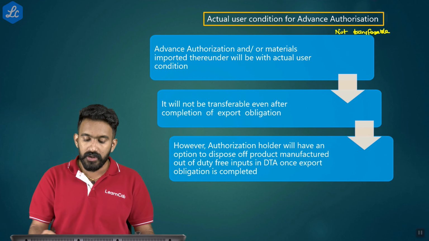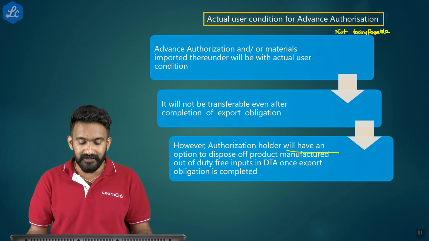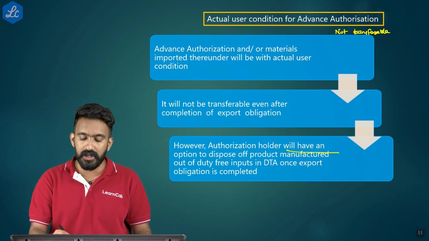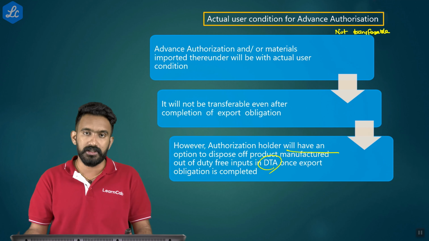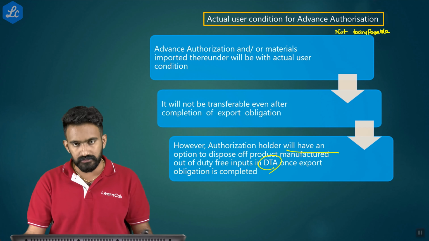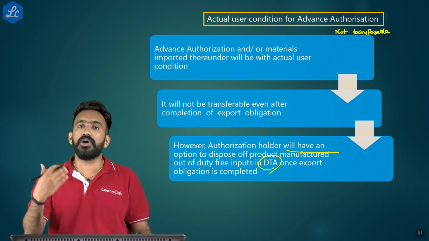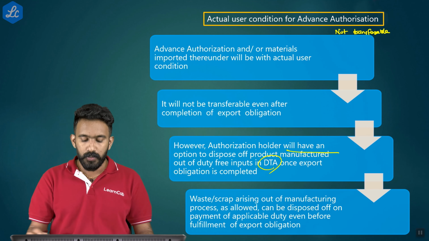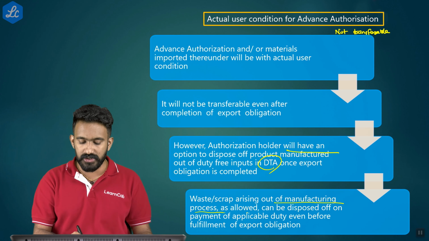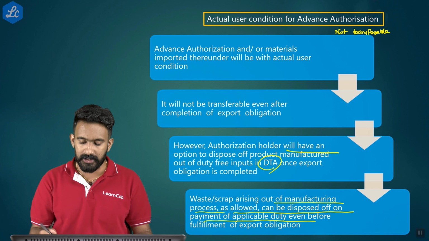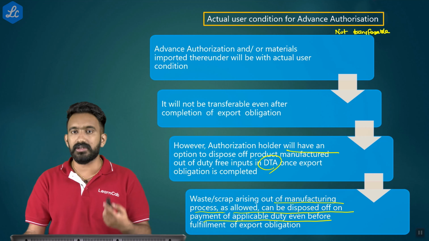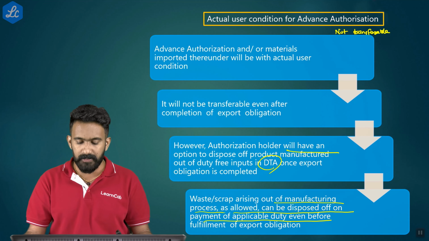What you can do is that the authorization holder has an option to dispose of the product manufactured out of duty-free inputs in the DTA, domestic tariff area, once the export obligation is completed. You can sell it to another person in India itself once you meet your export obligation, but you cannot transfer your advance authorization. Waste and scrap arising out of the manufacturing process, as allowed, can be disposed of on payment of applicable duty even before you fulfill your export condition. So there could be waste; you cannot say that also needs to be exported, but when you are removing that to the DTA, the normal duty needs to be paid.